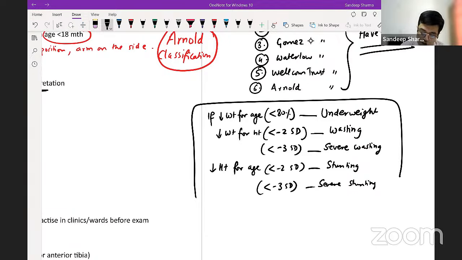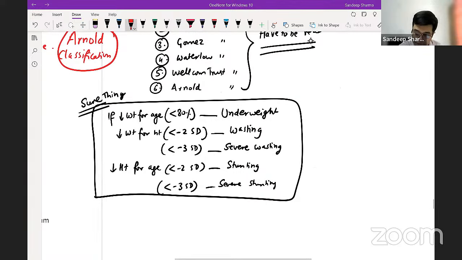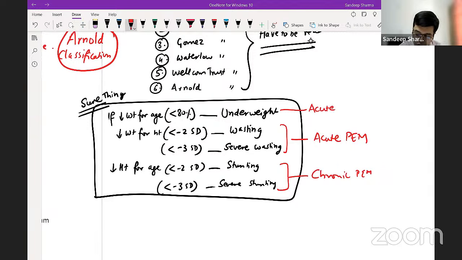So this is almost a sure thing for your exam. Sure thing. Every second student will be asked about it. Wasting indicates acute malnutrition in the child. PEM is protein energy malnutrition. Stunting indicates chronic PEM. And underweight can be either acute or chronic. It cannot distinguish the two.